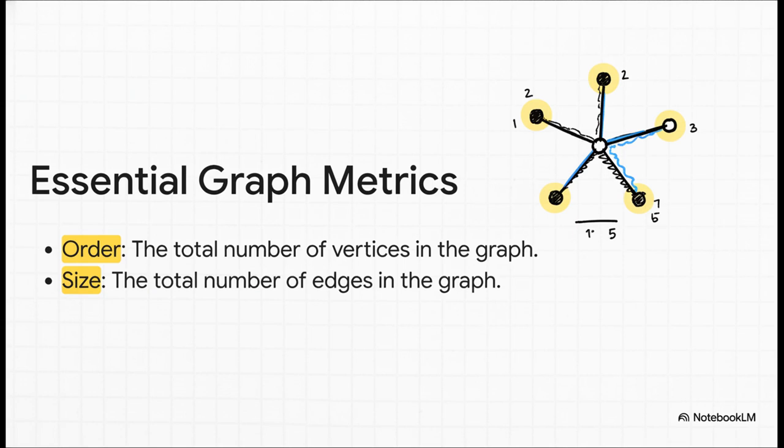And there are two other key terms that give us a bird's eye view of the whole graph. The order is just the total number of vertices, basically how many dots are in our network. And the size is the total count of edges, how many lines there are. Put them together, and these two numbers give you a really quick snapshot of the network's scale.